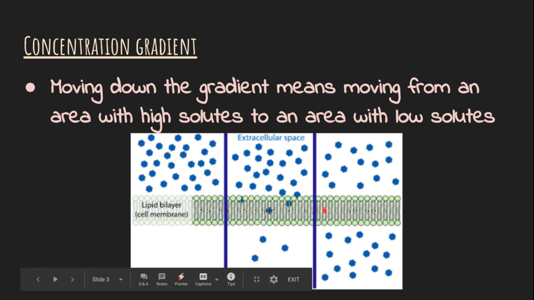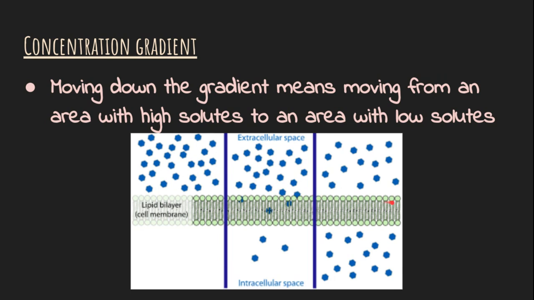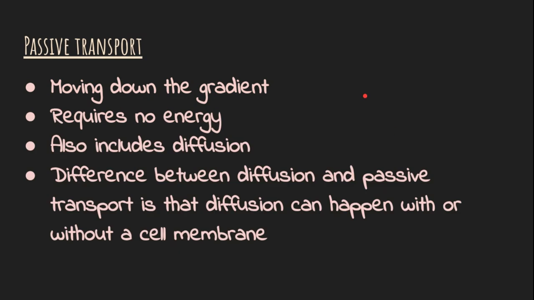And then here, when they're equal, we call this equilibrium. So this action from left to right is what we would call moving down the gradient. If you were to look at this from right to left, we would call it moving against the gradient. So this is important because of two types of transport. It's the active transport and passive transport. And concentration gradient determines what kind of transport the molecule can perform.